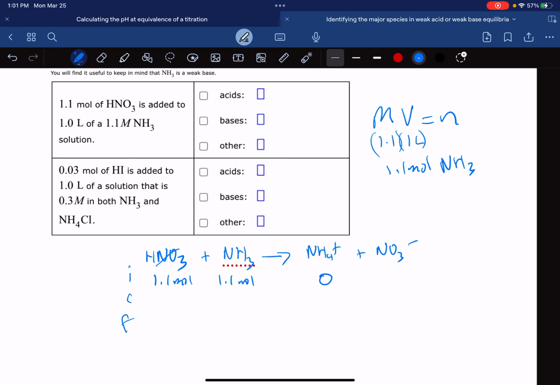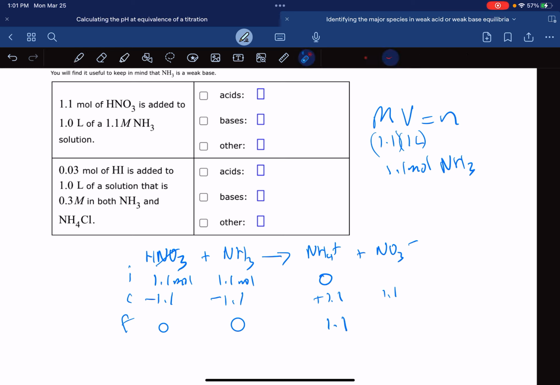So what's our change when the strong acid reacts with the NH3? We're going to lose 1.1. It's going to completely use itself up, 1.1, and we're going to gain 1.1 mole of this. We're going to end up with no H plus, no NH3, and here we're going to have 1.1 moles. Now, in theory, it's also going to form 1.1 moles of NO3 minus, but again, that's a spectator ion, but in this case, it actually matters.